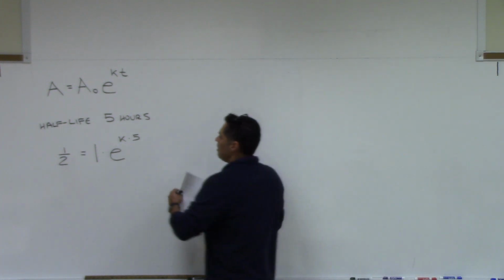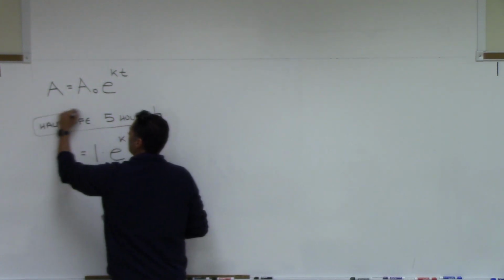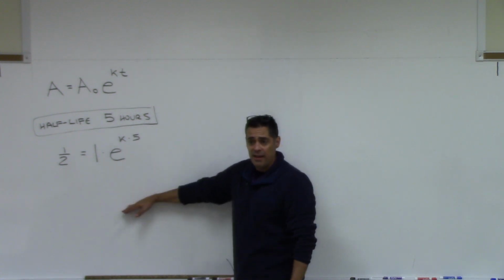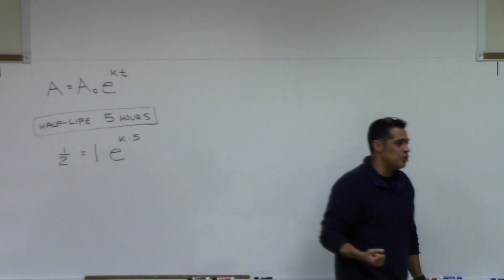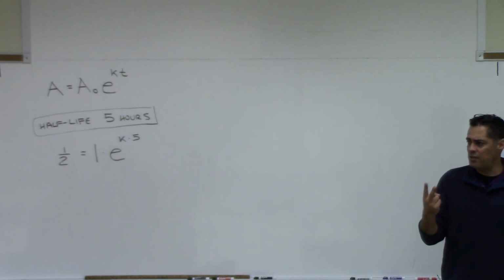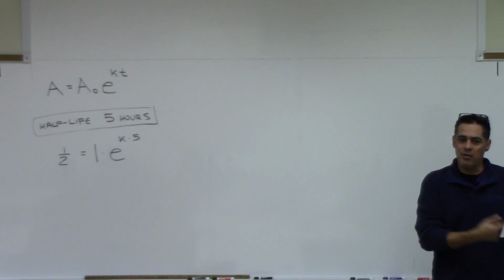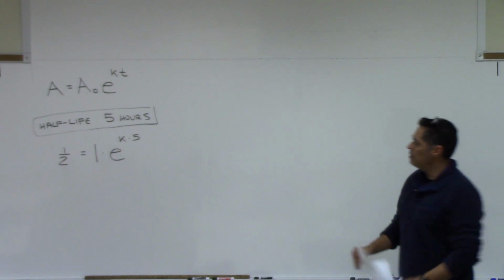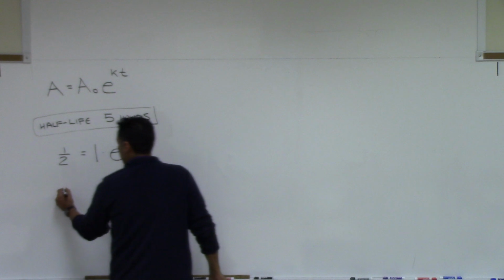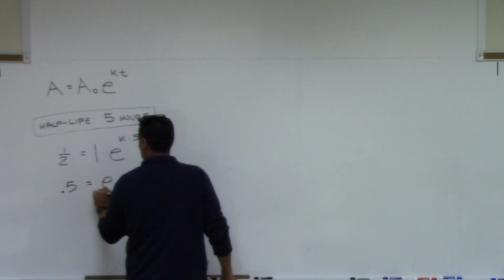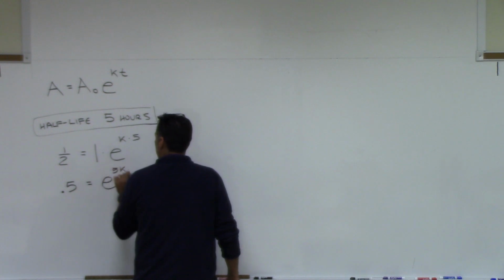So this is the only thing I'm going to give you in the problem, the half-life of something. And then from that, you have to solve this for k, and then once you do that, you'll have a generic formula. So this is a 2-step process. You first find k, then you have the generic formula, and then you answer parts B and C. So let's get k here. This is 0.5, 1/2. 1 in front of this doesn't matter. I'm going to write that as 5k, not as k times 5.